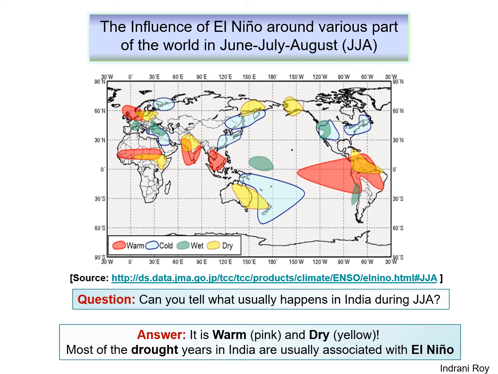What about Australia? It is shown by yellow color. Eastern part of Australia is very dry. What are the consequences? One consequence is that it is very prone to forest fire during El Nino years, and hence extra precaution is required.